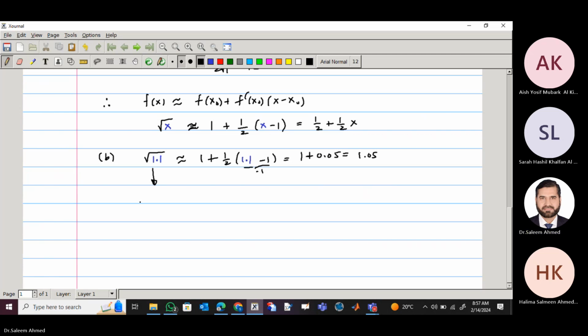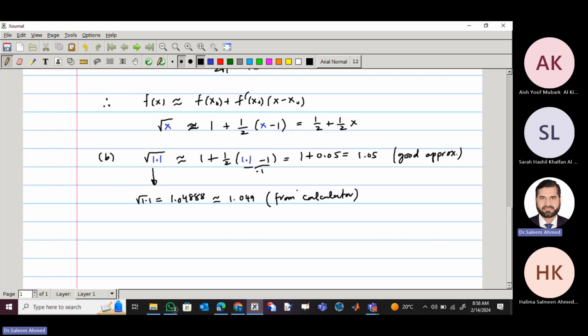From the calculator, square root of 1.1 is equal to 1.0488, right? So this is almost 1.049. So see, very, very close to each other. So it's a good approximation, right? Good approximation. See, this is what we obtained from the calculator.